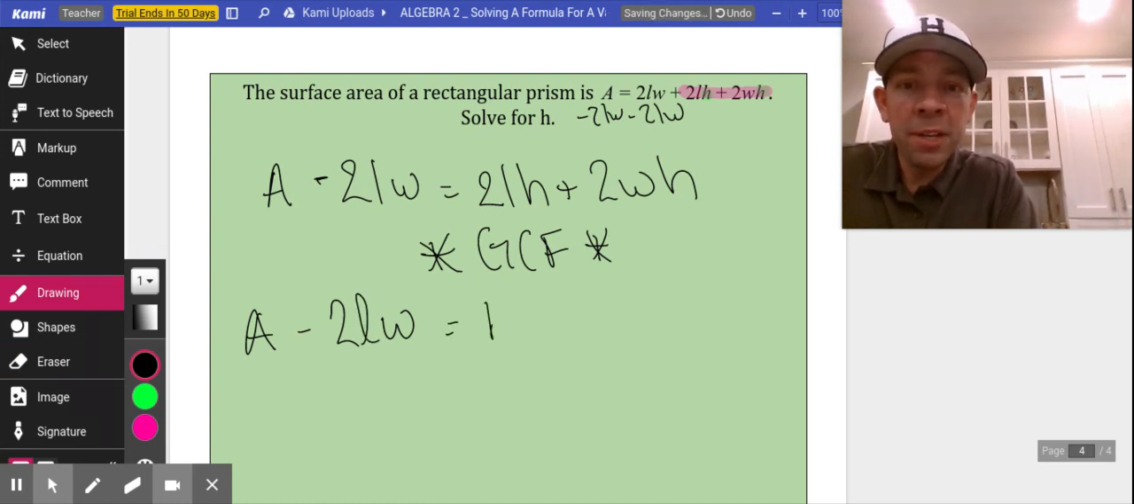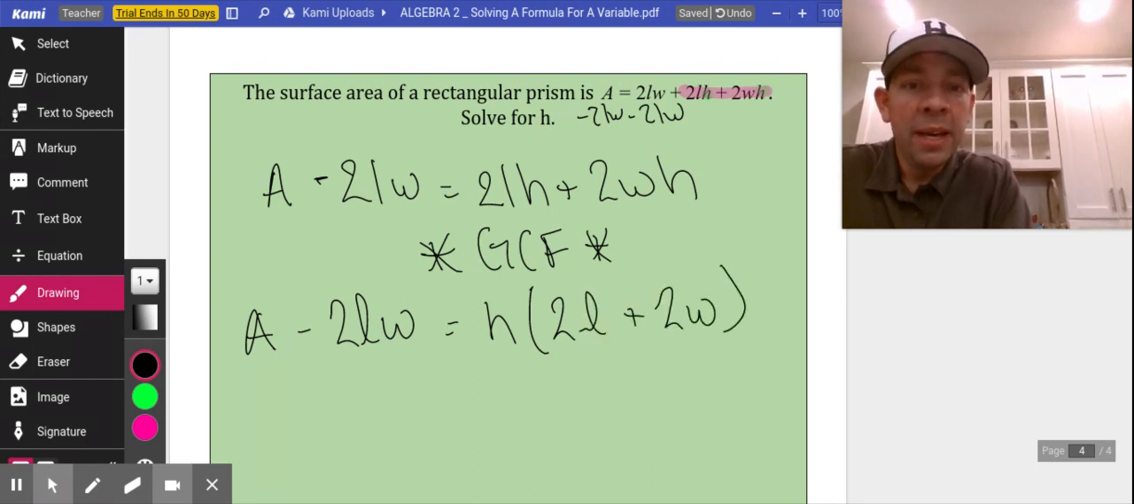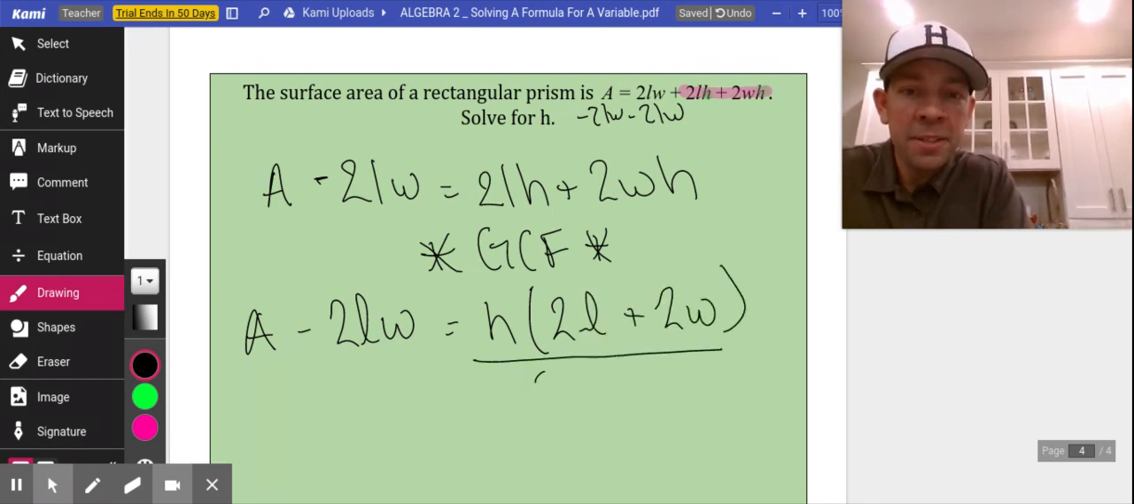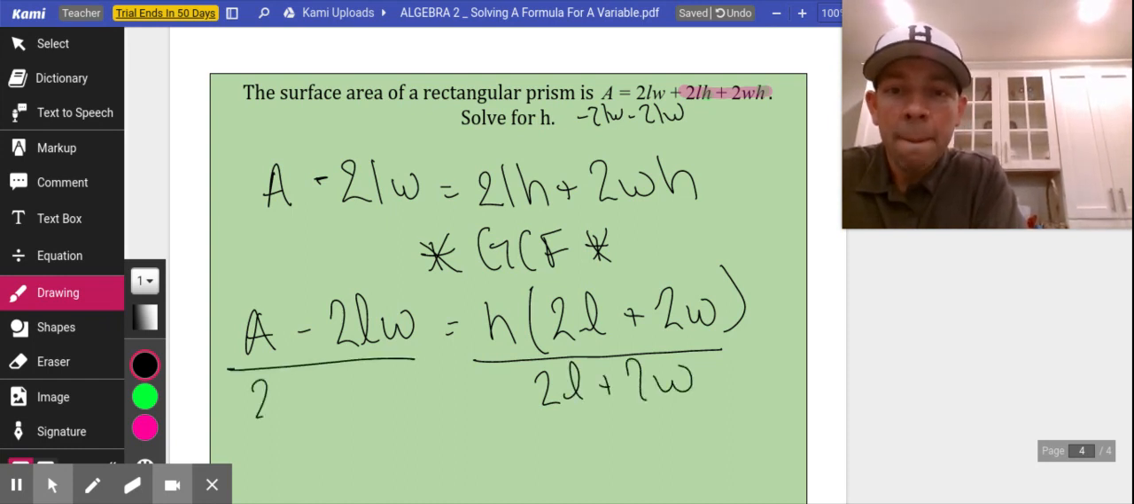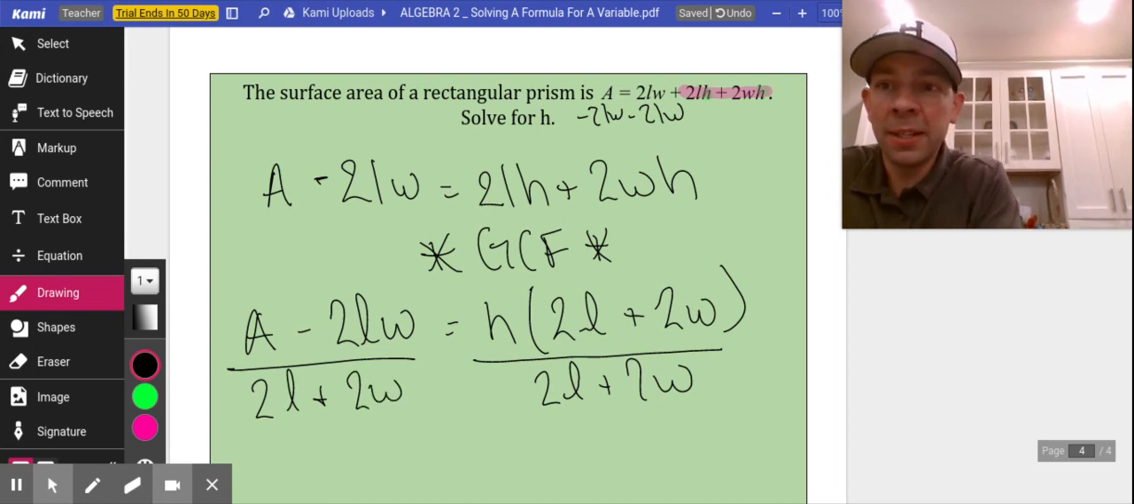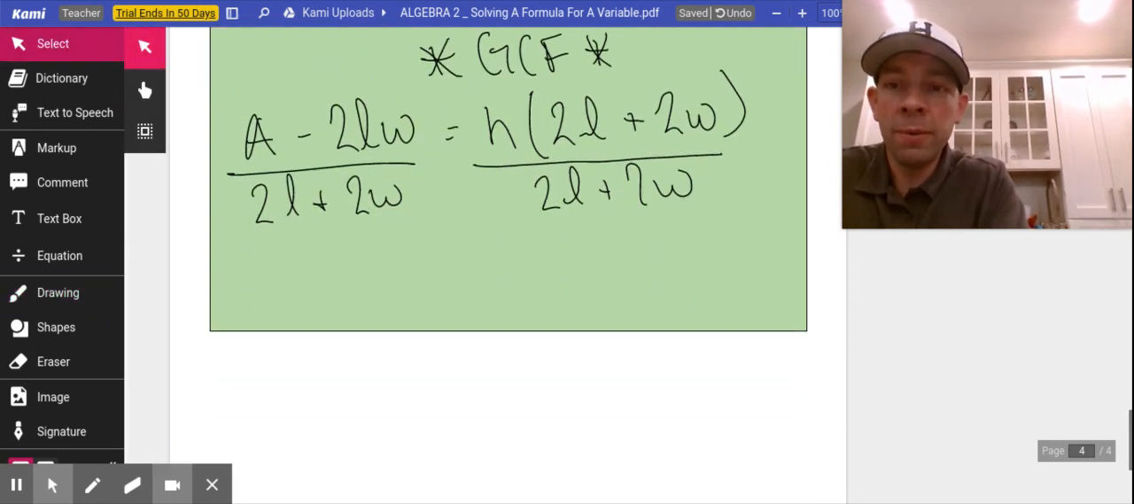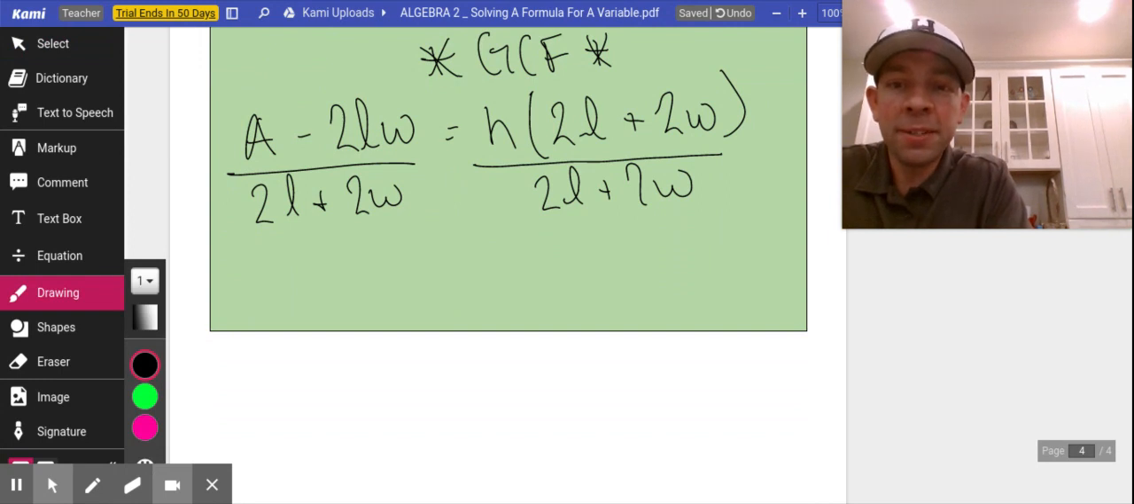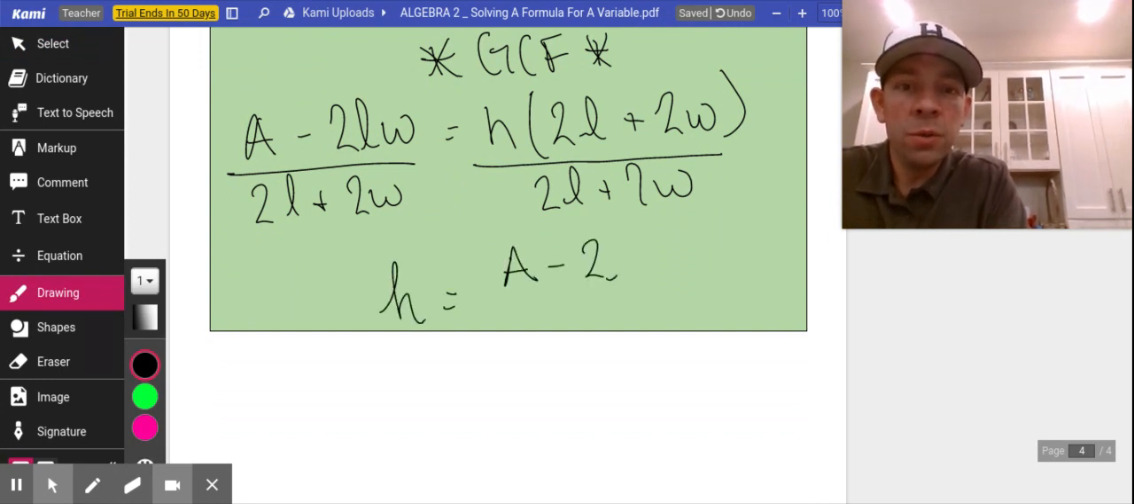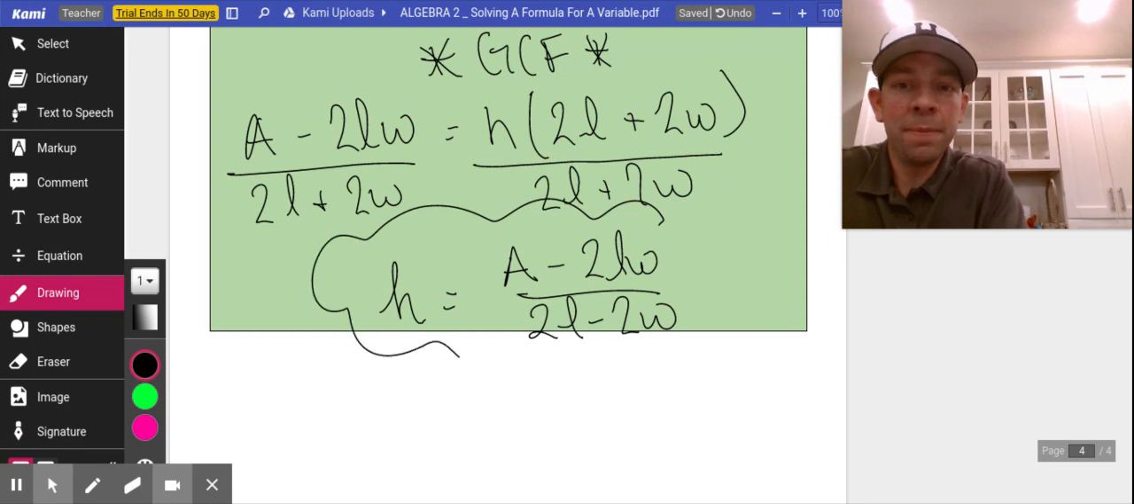Do a GCF of H. I'm left with 2L plus 2W. And then just divide that crazy quantity 2L plus 2W to the other side. And even though it's getting a little crazy and obnoxious on the left-hand side, we're totally okay with that. And for my final answer, I'll say H equals A minus 2LW all over 2L plus 2W. And that's my final answer.